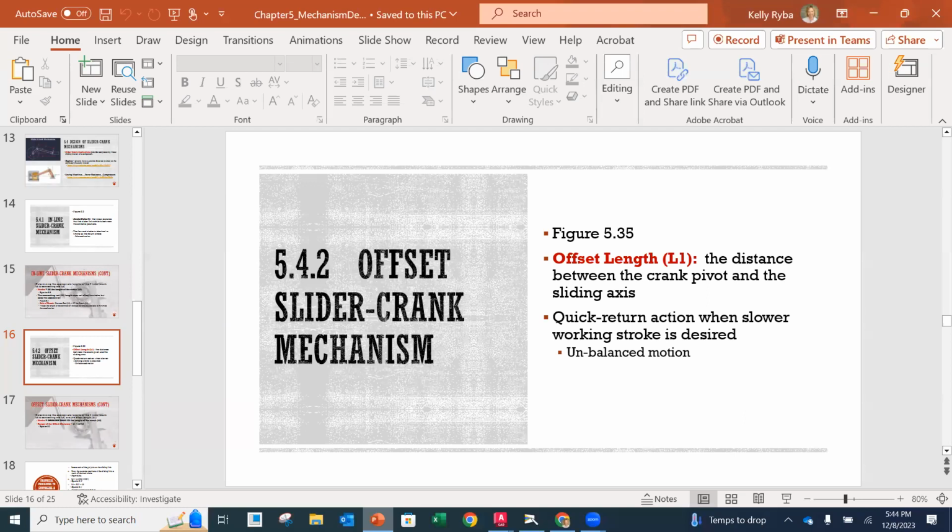Now, these are going to be where we are going to see some quick return applications. And it's that unbalanced motion, meaning we're not going to have the same time back and forth like we do with an inline slider crank. So depending on what type of motion you're looking at, we already have two distinguishing factors. Do we want the motion to take the same time in both directions so we potentially could do work in both directions? Or are we more interested in doing our work in just one direction and needing a quick return on the other? Now we're going to pick one or the other, and the quick return would be the offset slider crank.